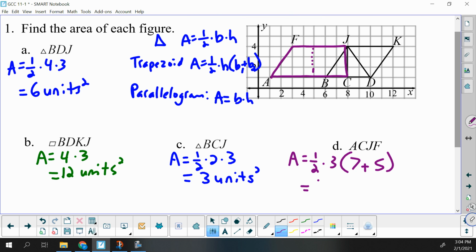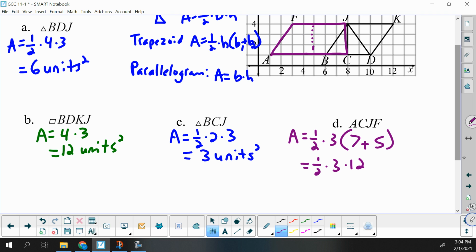So this is going to be 1/2 times 3 times 12. Well, multiplication can be done in any order. So because 12 is even, let's do the 1/2 times 12 first, which is 6, then times the 3, which will give us 18 units squared.